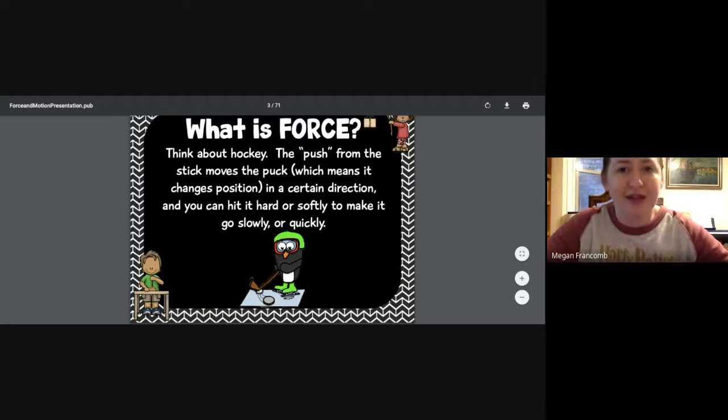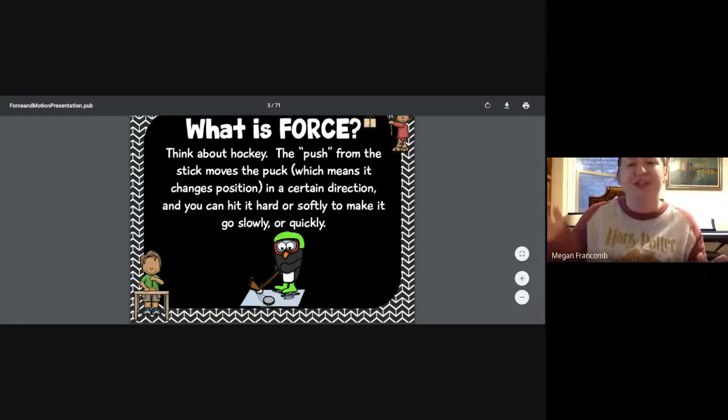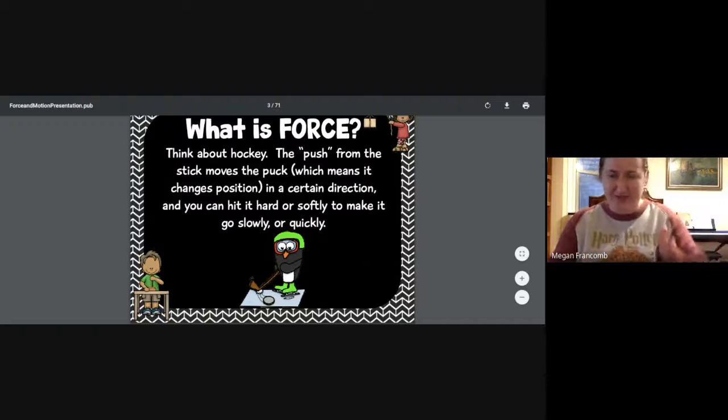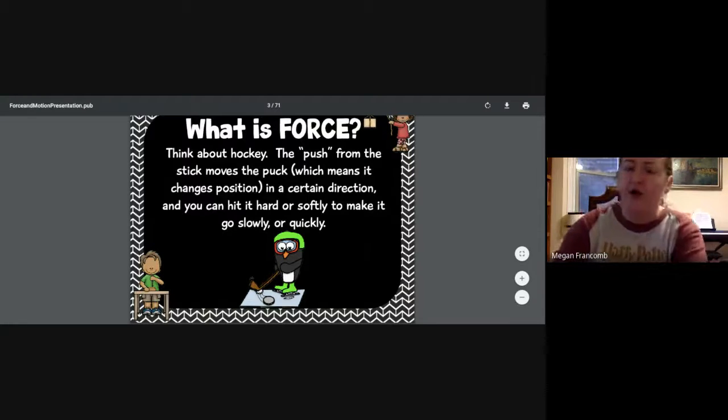A lot of you played soccer at recess, so think about the soccer ball and how you would kick it. When you kicked it, that was a push, and you would kick the ball to change the direction. The harder you kicked it, the faster it went. The softer you kicked it, the slower it went, and then it typically didn't go as far.